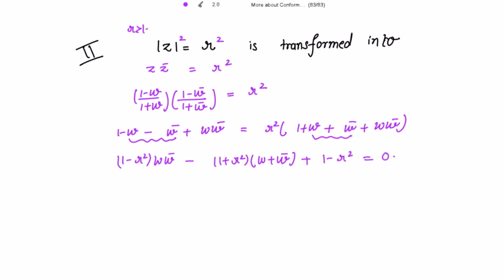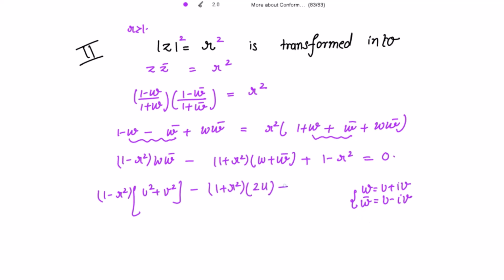that is equal to 0. Yes, okay. Now as w is equal to u plus iota v and w bar is equal to u minus iota v, so what is the product of w and w bar? 1 minus r square into, yes. If I multiply these two, I get u square plus v square. So here I'm writing (1 minus r square) into (u square plus v square) minus (1 plus r square), and if I add these two, I get twice of u, plus 1 minus r square equal to 0.